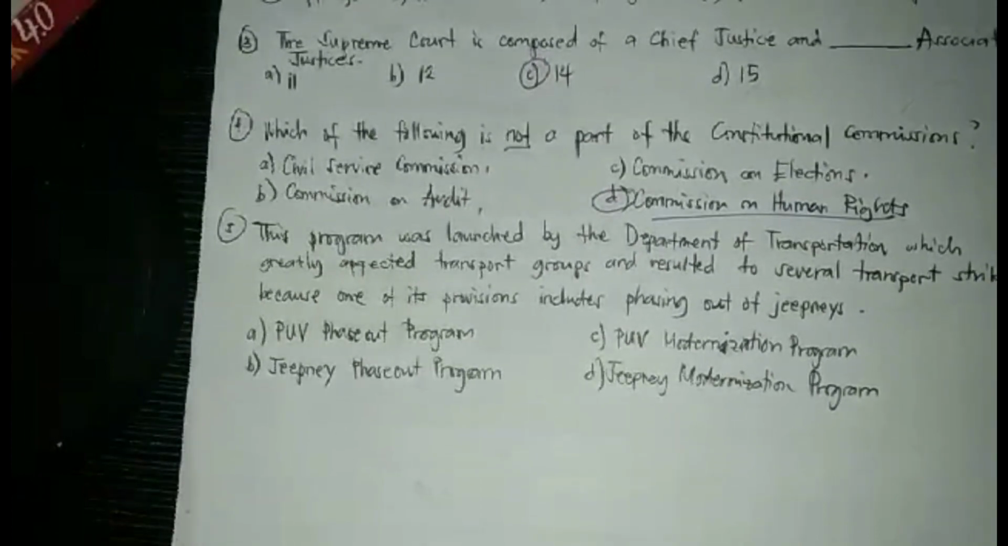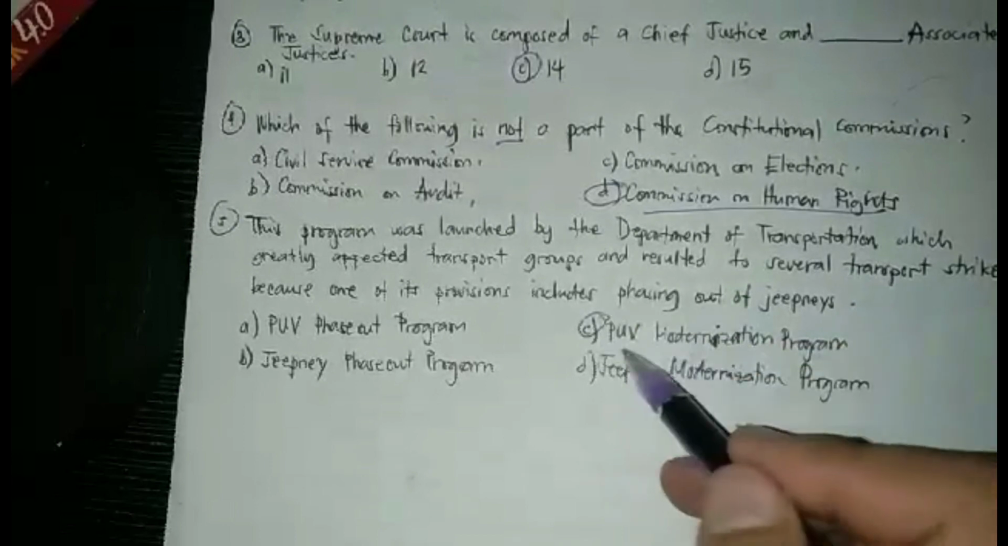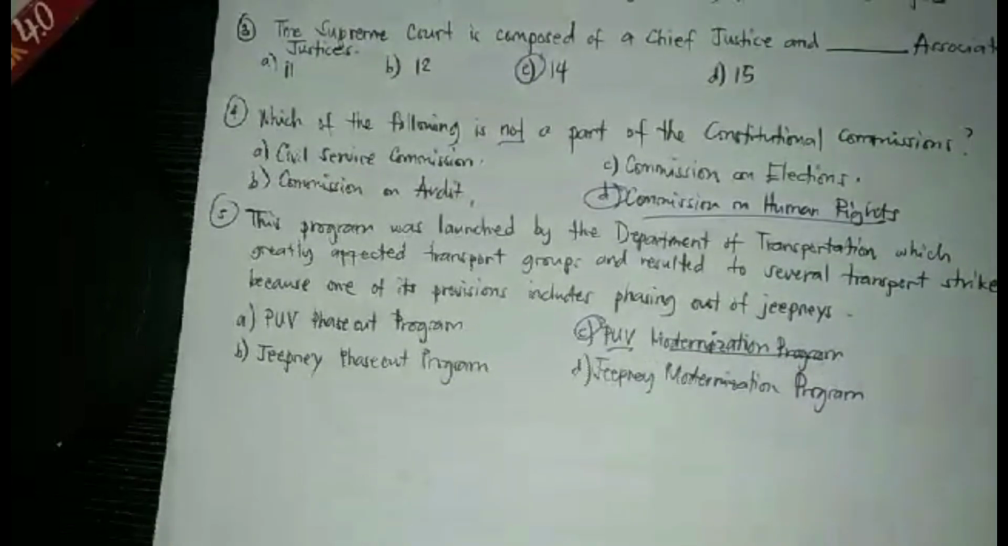Next, number 5. This program was launched by the Department of Transportation, which greatly affected transport groups and resulted to several transport strikes because one of its provisions includes phasing out of jeepneys. Naging issue po ito. So yung sagot po natin dyan, letter C, the PUV Modernization Program.